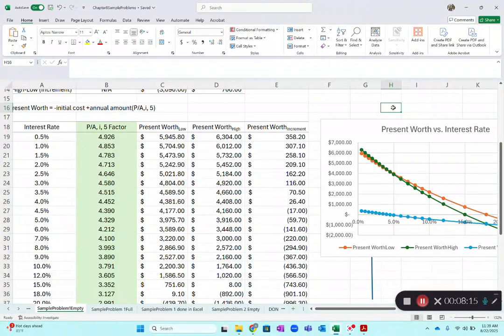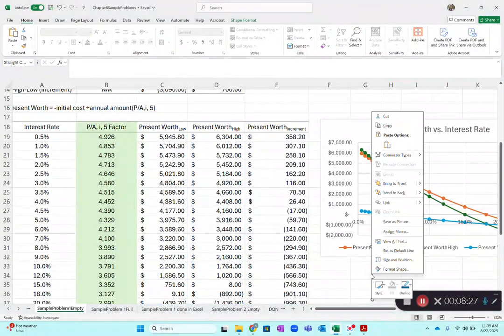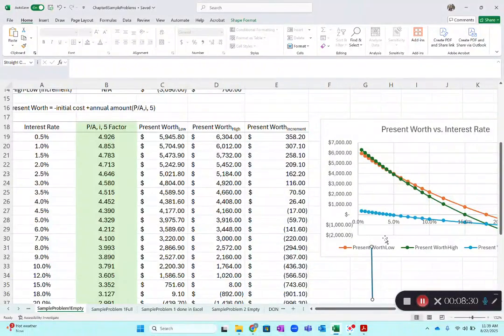Okay, so now I can compare my present worth low, which is this orange line, to my present worth high, which is the green line, which is the present worth of my increment, which is this blue line. I always bring on a vertical line just to help me visualize things. So I'm now looking at a couple things. Once again, my IRR is going to be where the present worth of my incremental value is equal to 0. We talked about that already, that we know that's between 4 and 4.5.